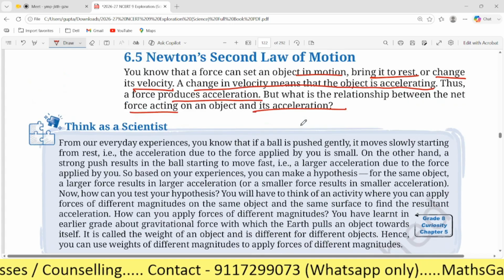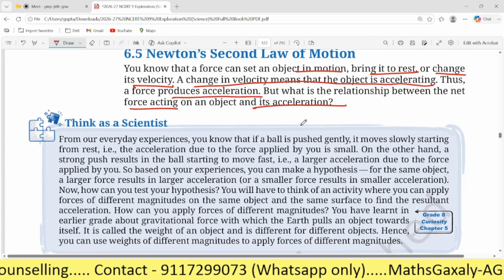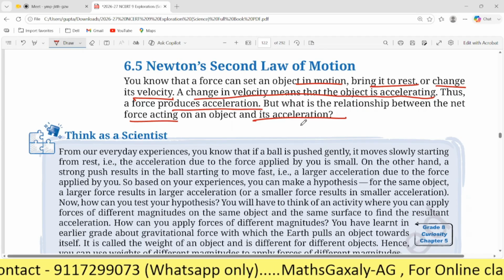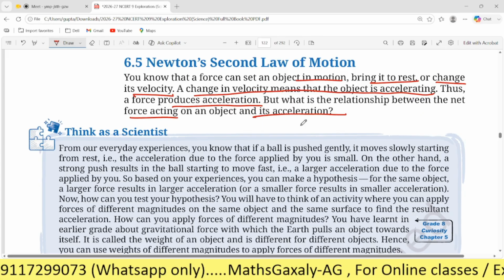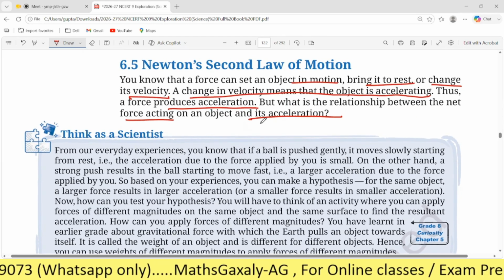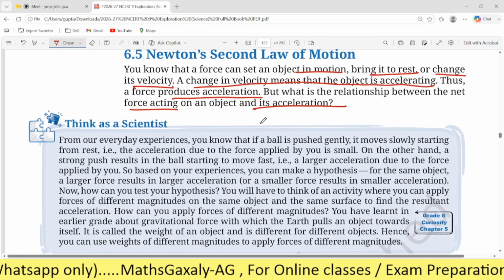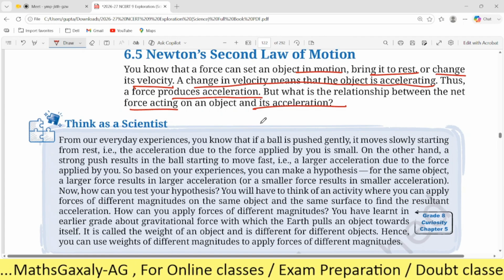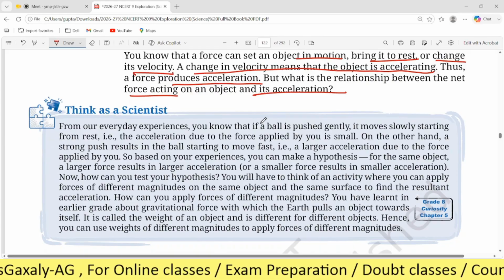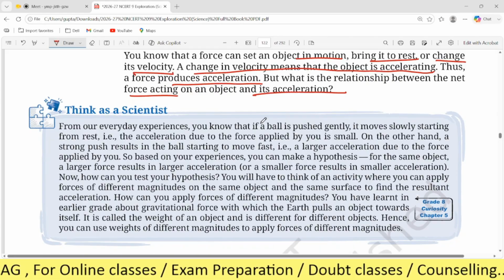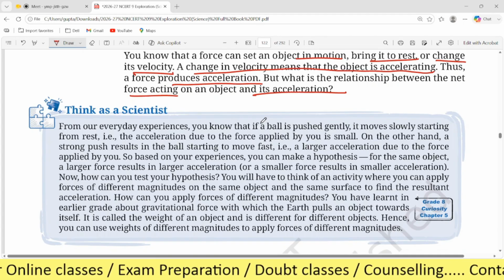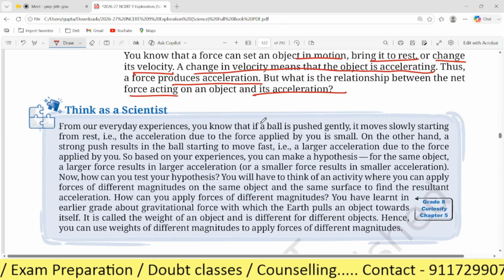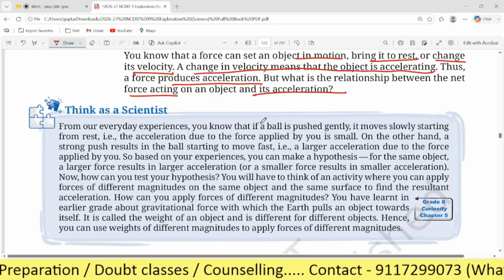From our everyday experience, you know that if a ball is pushed gently, it moves slowly starting from rest, right? It means the acceleration due to the force applied by you is small. On the other hand, a strong push results in the ball starting to move fast. That is a large acceleration due to the force applied by you. So based on your experience, you can make a hypothesis that for the same object a large force results in large acceleration, and a smaller force results in smaller acceleration. Now how can you test your hypothesis?